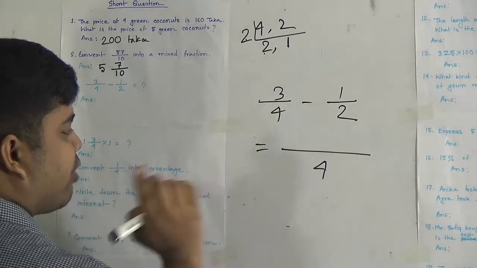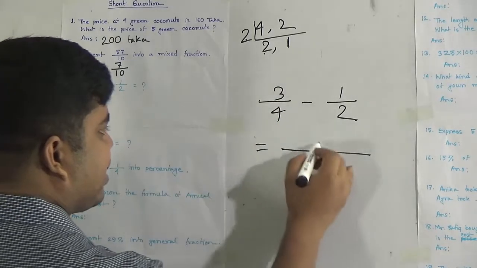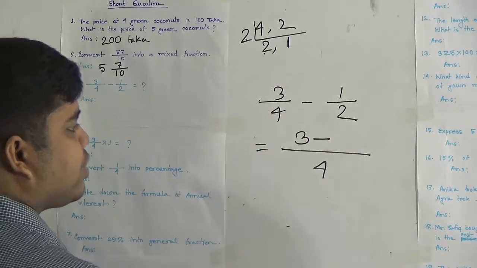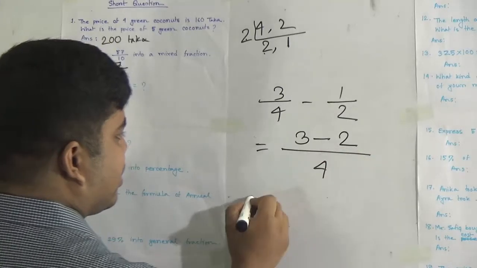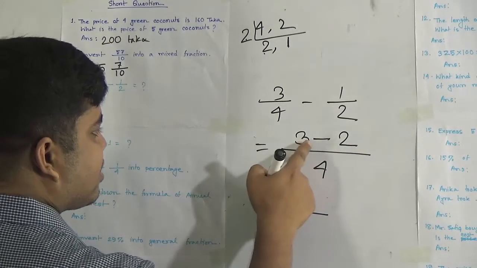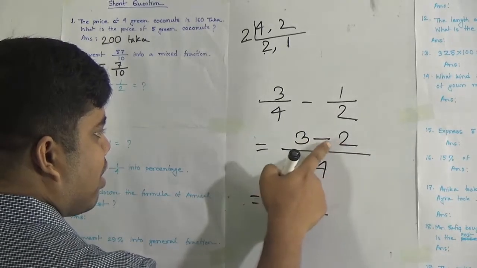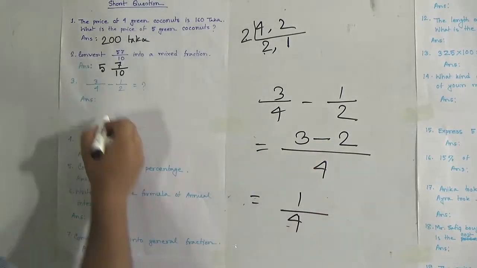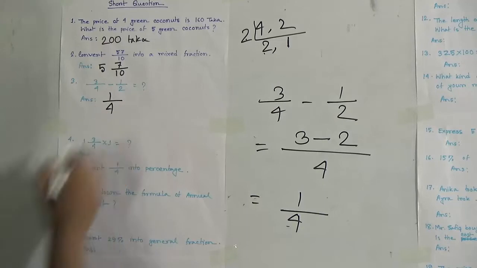Now we divide this LCM by the denominator of the first fraction. 4 divided by 4 means 1. 1 is multiplied with 3, that means 3 1s are 3, minus. We divide 4 by 2 and we get 2. 2 1s are 2. Now 3 minus 2, 2 is subtracted from 3 and we get 1. So 1 by 4 is the answer. I hope you have understood.